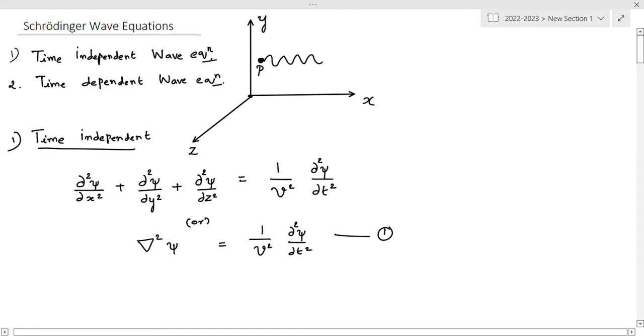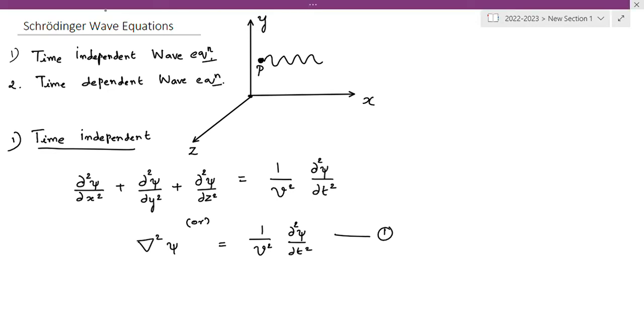Hi everyone, today we are going to see Schrödinger's wave equations in quantum mechanics. What are Schrödinger wave equations? Schrödinger wave equations describe the wave nature of the particle in mathematical form. This is the basic equation of motion of matter waves.